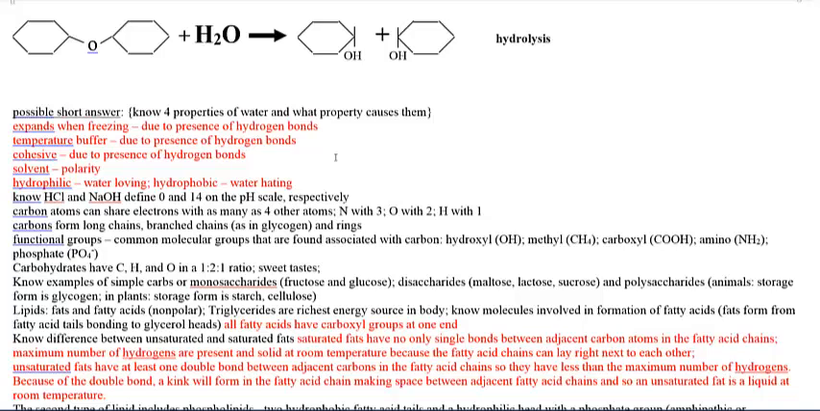We can combine these monosaccharides into more complex units called disaccharides, and we do that with dehydration synthesis reactions. The disaccharides of interest are maltose, grain sugar, lactose, milk sugar, and sucrose, table sugar. The last type of carbohydrate is a polysaccharide. These are your storage forms of carbohydrates.